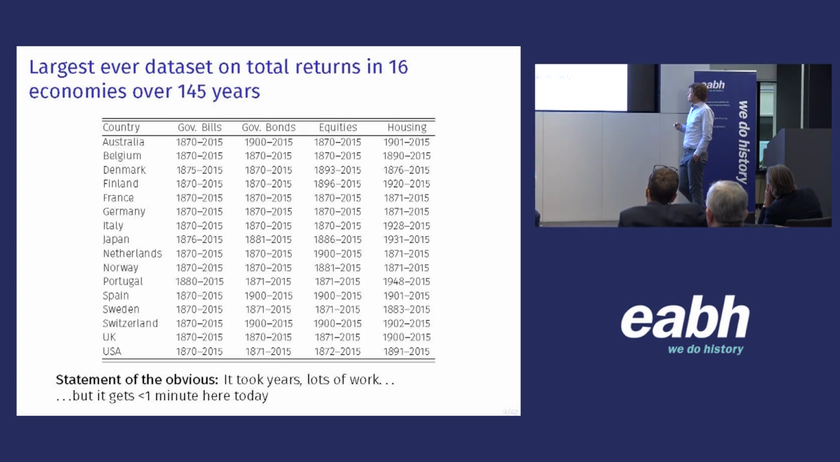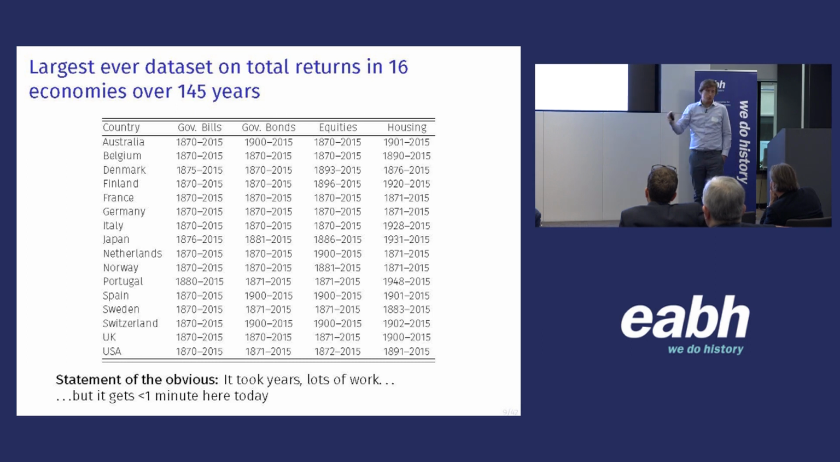Let's get into the data. New data on global returns. This is the sample. It covers 16 advanced economies. We exclude emerging markets here simply because we don't have long-run data. And you see 4 asset classes: government bills, government bonds, equities, and housing.